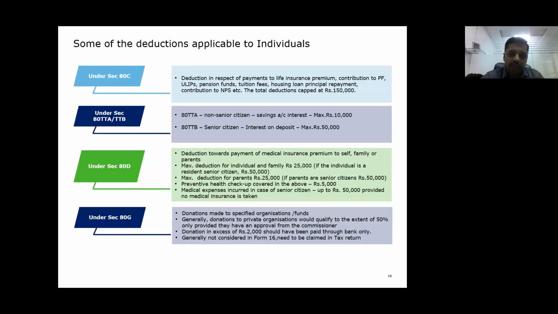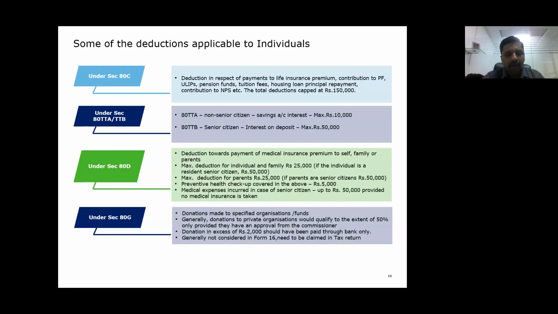So then comes 80G for donations. This covers donations made to specified organizations or funds recognized under section 80G. If you are making a donation to a private organization or a charitable institution, they will provide a receipt. Ensure that the receipt has the PAN, and that they mention the circular and the recognition when they obtained this 80G recognition. Only those donations are allowed as deduction. Donations in excess of 2,000 rupees should be paid through non-cash modes only, so through banking channels only.